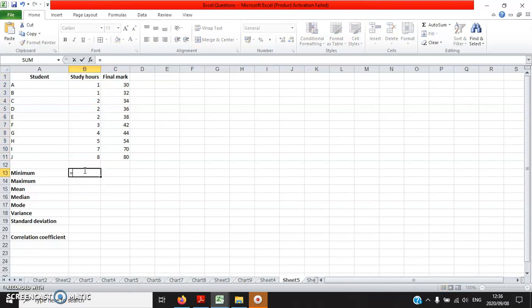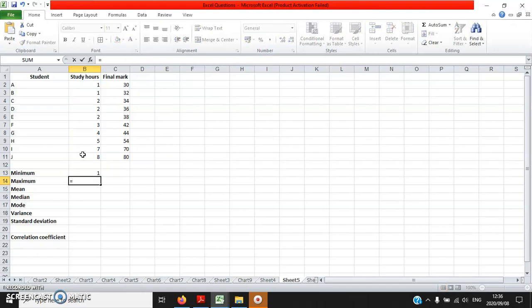Minimum equal. You already know the minimum study hours is equal to 1. So equal MIN, this is the keyword, minimum. Open bracket. Then you must tell Excel the data range. It would start from B2 to B11. If you're happy with that, then close bracket. And then you can press enter. Indeed, the minimum study hour equals 1.